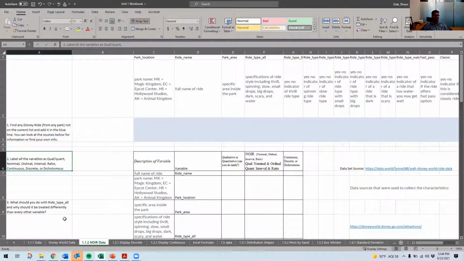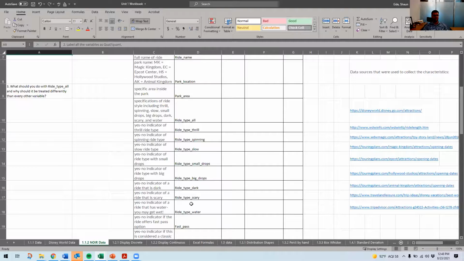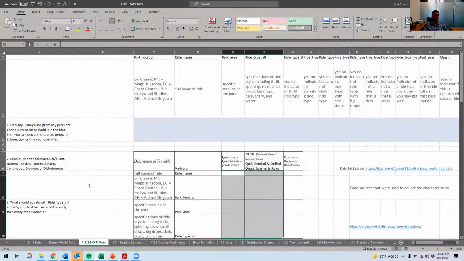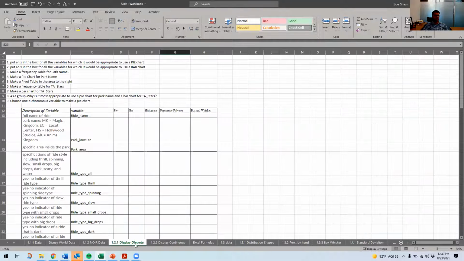Then label all the variables as qualitative or quantitative, which you already did in the Word worksheet. And then what should you do with the ride type? Why should this be treated differently than every other variable? You're going to be doing that together and just talking back and forth as a group, making sure that you thoroughly understand nominal, ordinal, interval, ratio, continuous, discrete, or dichotomous, and then qualitative or quantitative. So that's basically the work for this week, and we're going to complete the work for next week.